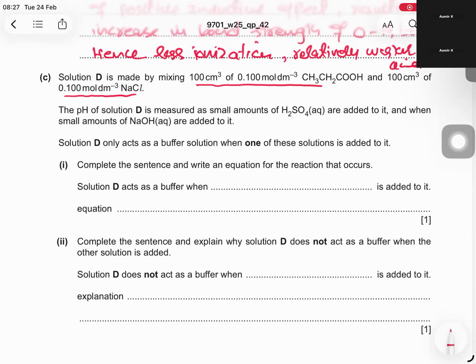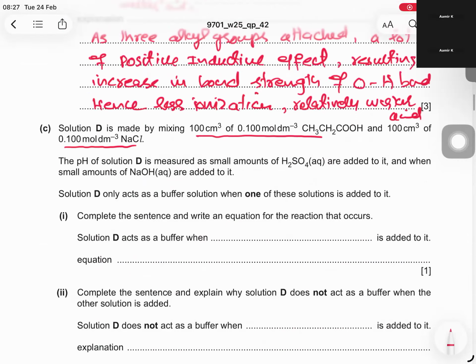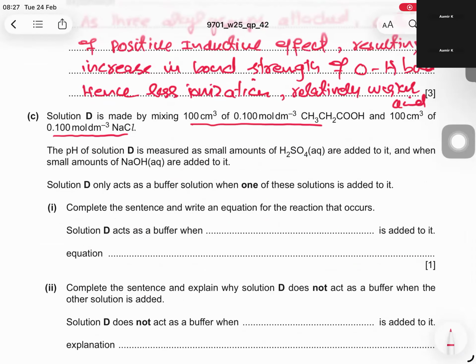If you look at part C again, solution D is made up of mixing 100 cm³ of 0.1 mol per dm³ propanoic acid, which is a weak acid, and 100 cm³ of 0.1 mol per dm³ NaCl. The pH of the solution is measured when a small amount of H2SO4 is added to it and when a small amount of sodium hydroxide is added to it. Solution D acts as a buffer when one of these solutions is added to it. Complete the sentence and write the equation for this reaction.